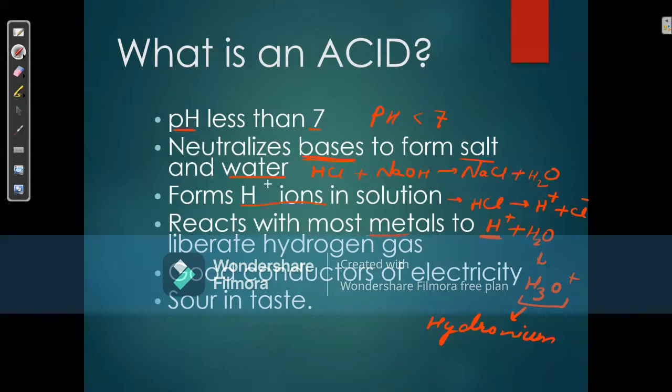The next important property is that it reacts with most of the metals and liberates hydrogen gas. We'll discuss all these properties one by one. Suppose I take a metal, say magnesium, and add HCl to it. When magnesium reacts with HCl, it forms magnesium chloride. Along with this salt, it produces hydrogen gas, which is in gaseous state and thus goes directly into the atmosphere. The next property is that they are good conductors of electricity.